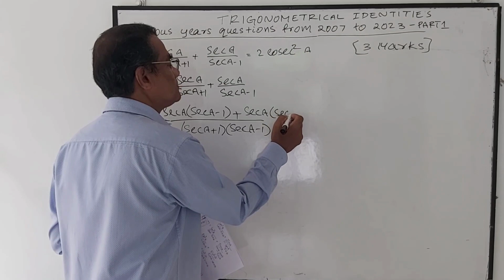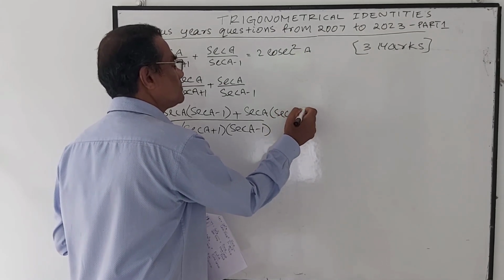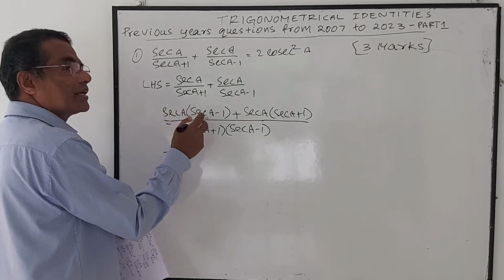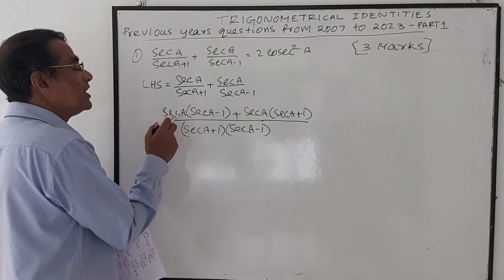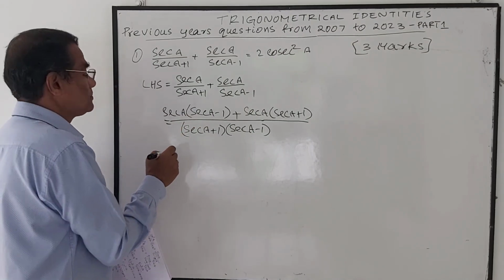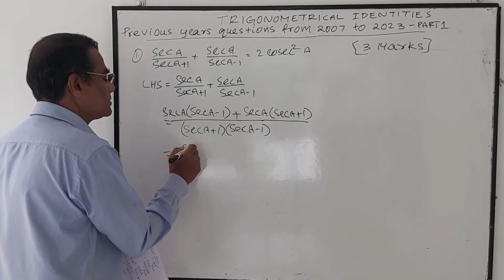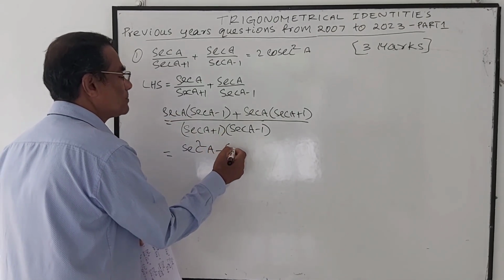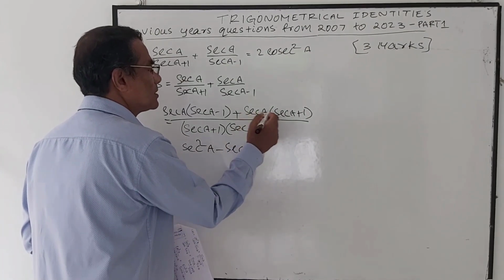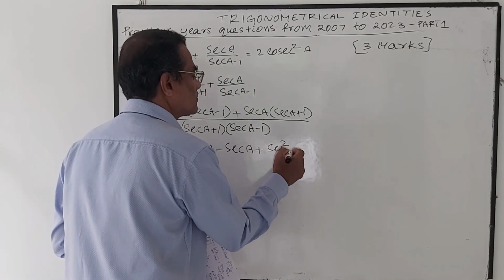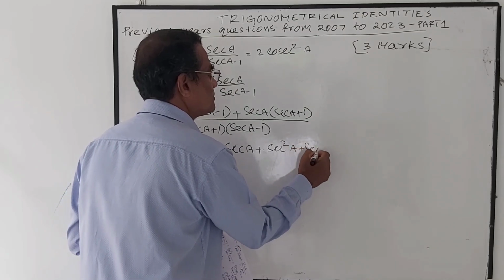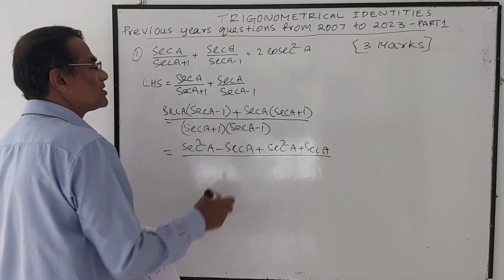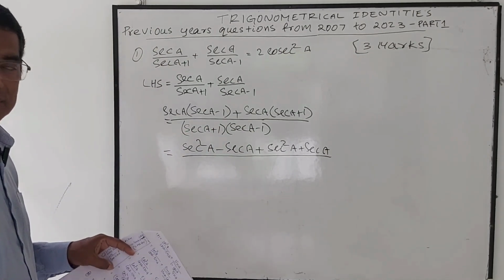cosec A plus 1 into cosec A equal to, multiply. The bracket shows multiply each term by cosec A. Cosec A into cosec A, cosec square A, minus cosec A into 1, cosec A, plus cosec square A, plus cosec A, divided by cosec A plus 1 into cosec A minus 1.